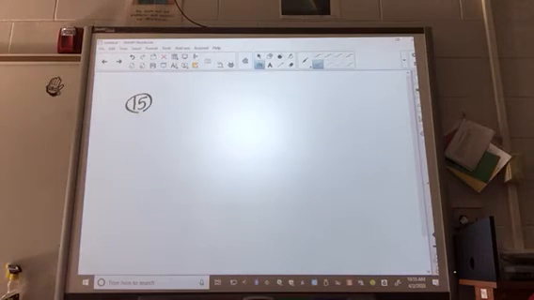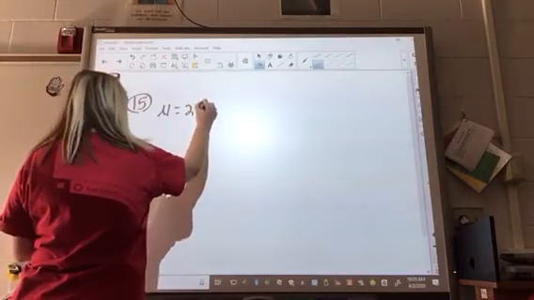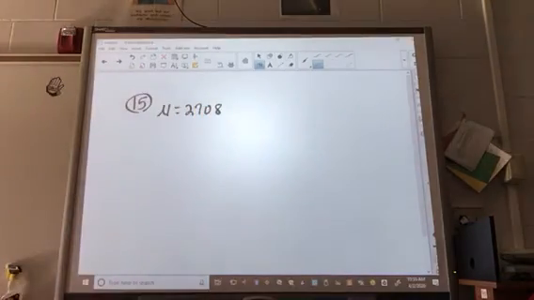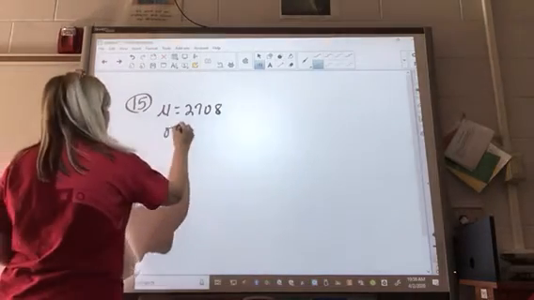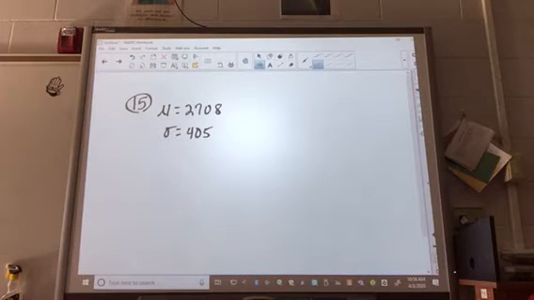Number 15 says the average overseas trip cost is $2,708 per visitor. That's the population mean, so that's mu. If we assume a normal distribution with a standard deviation of 405, what is the probability that the cost for a randomly selected trip is more than $3,000? Okay, let's stop right there because this problem has two parts.